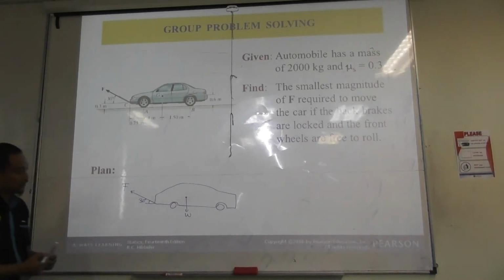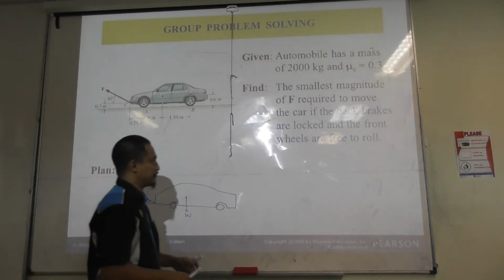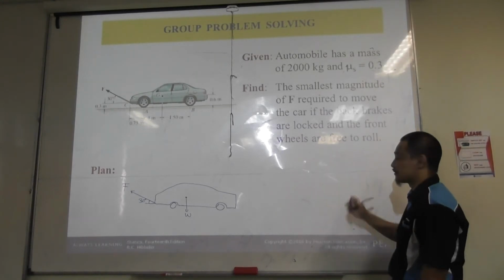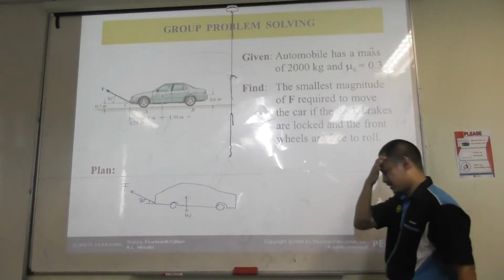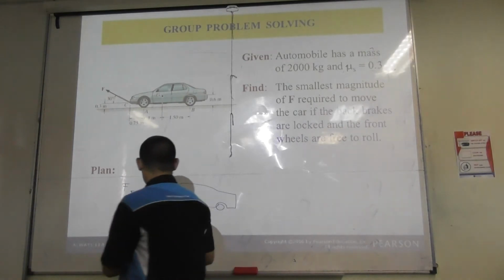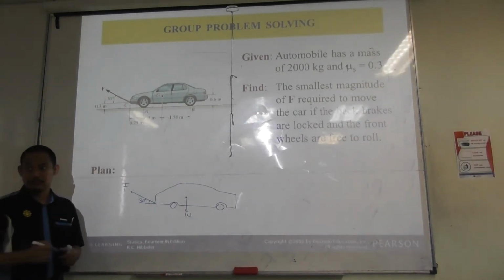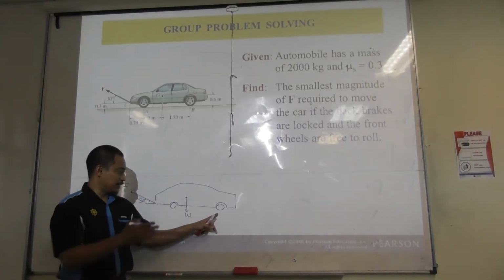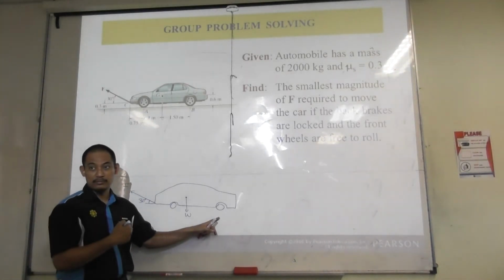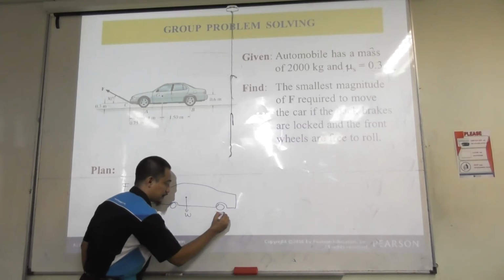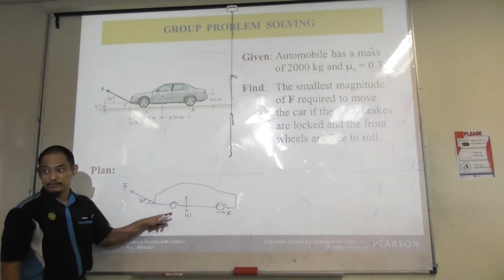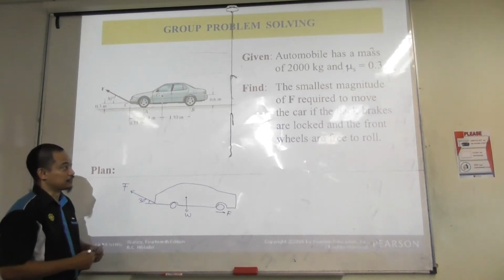Okay. Now, what is the implication of this? Back brakes are locked and front wheels are free to roll. So what about the friction? Friction at the back. Right or left? To the right. Friction here? No friction. Why not? Free to roll, right?